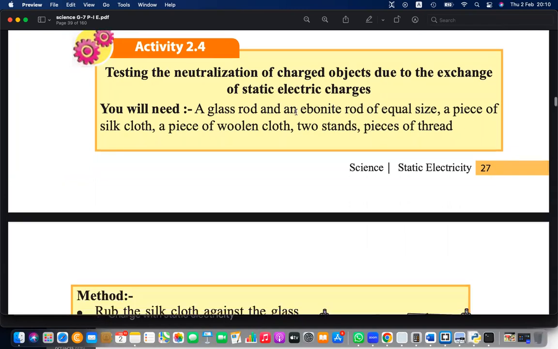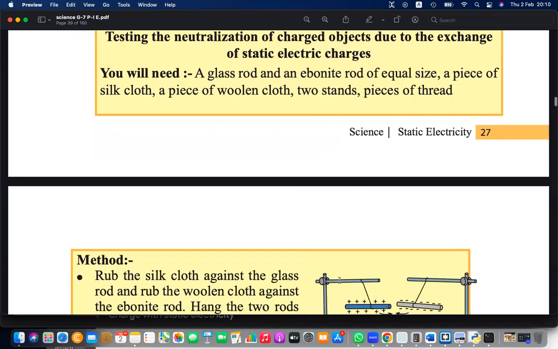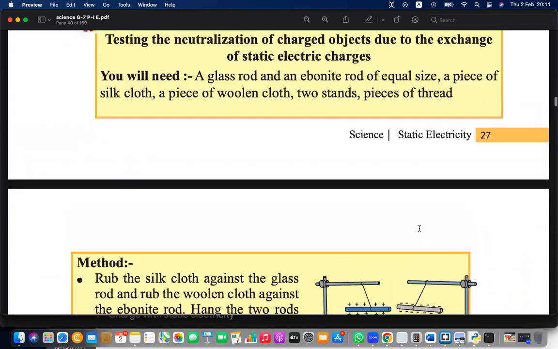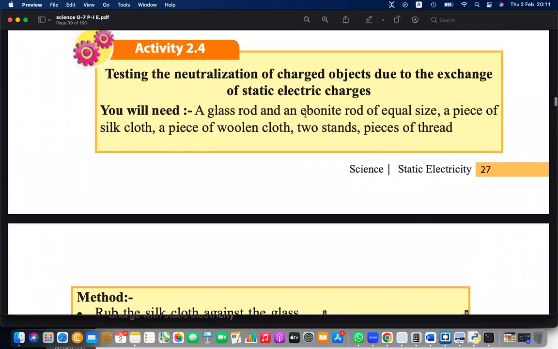the neutralization of charged objects during the exchange of electric charges. So how does neutralizing happen? Because you can see one is charged positive, the other one is charged negative. Then if you try to touch them after attraction, what will happen? So you need a glass rod and ebonite. Ebonite is, as I said, hard rubber, right?